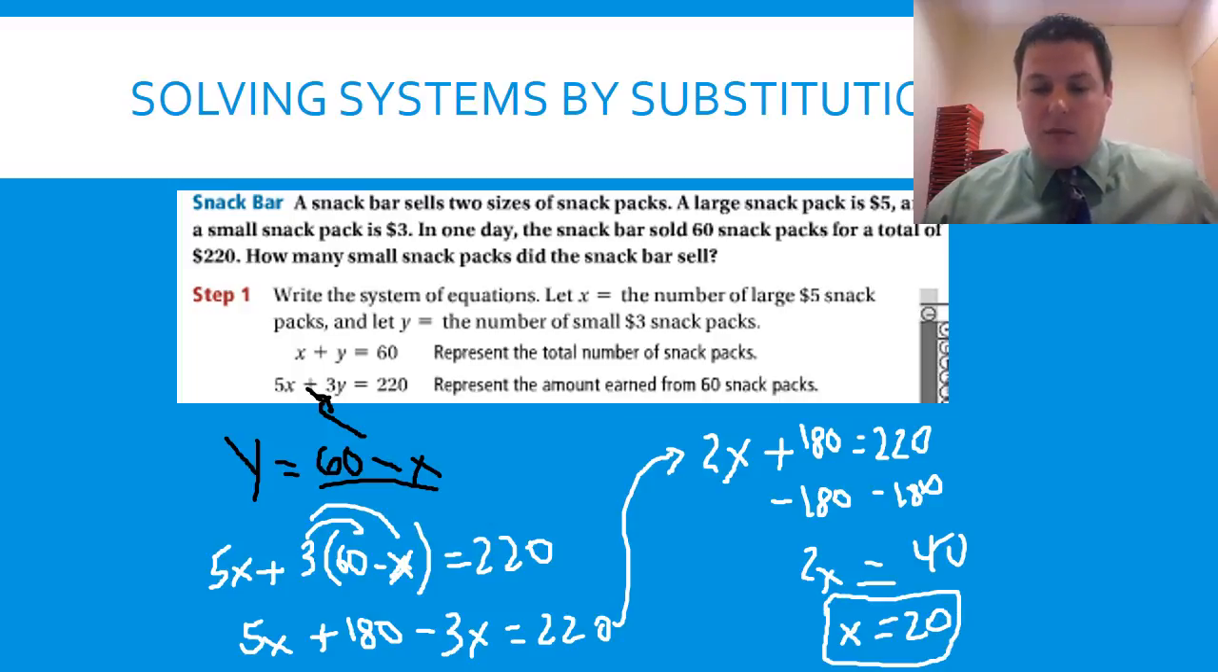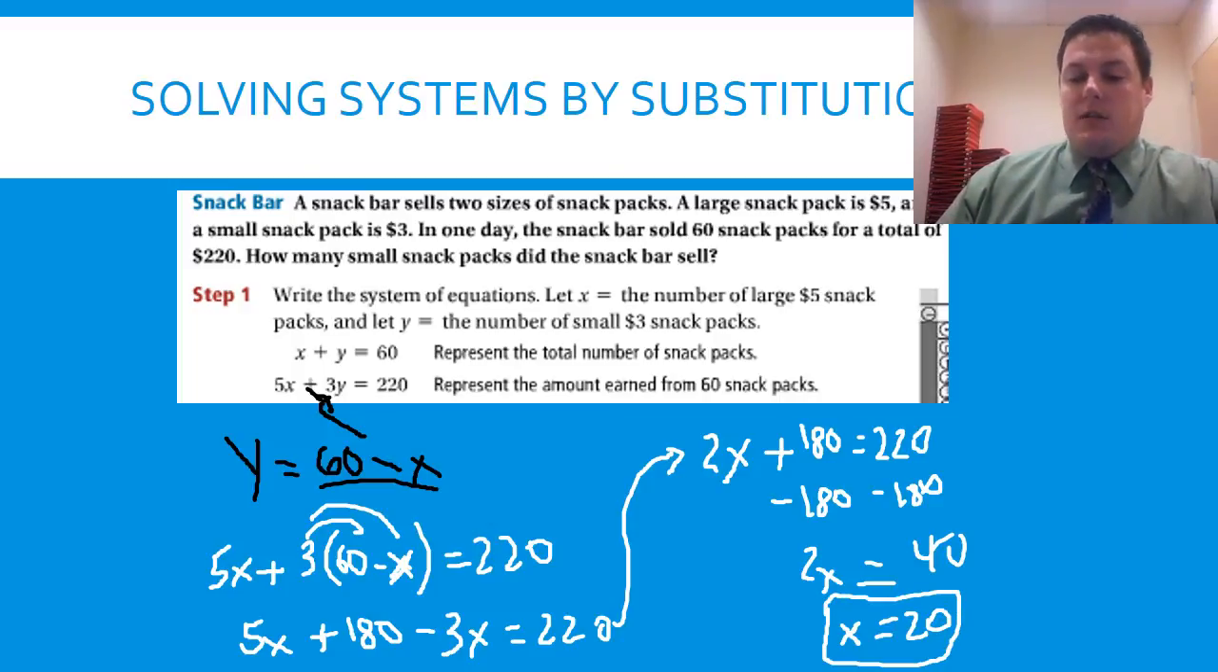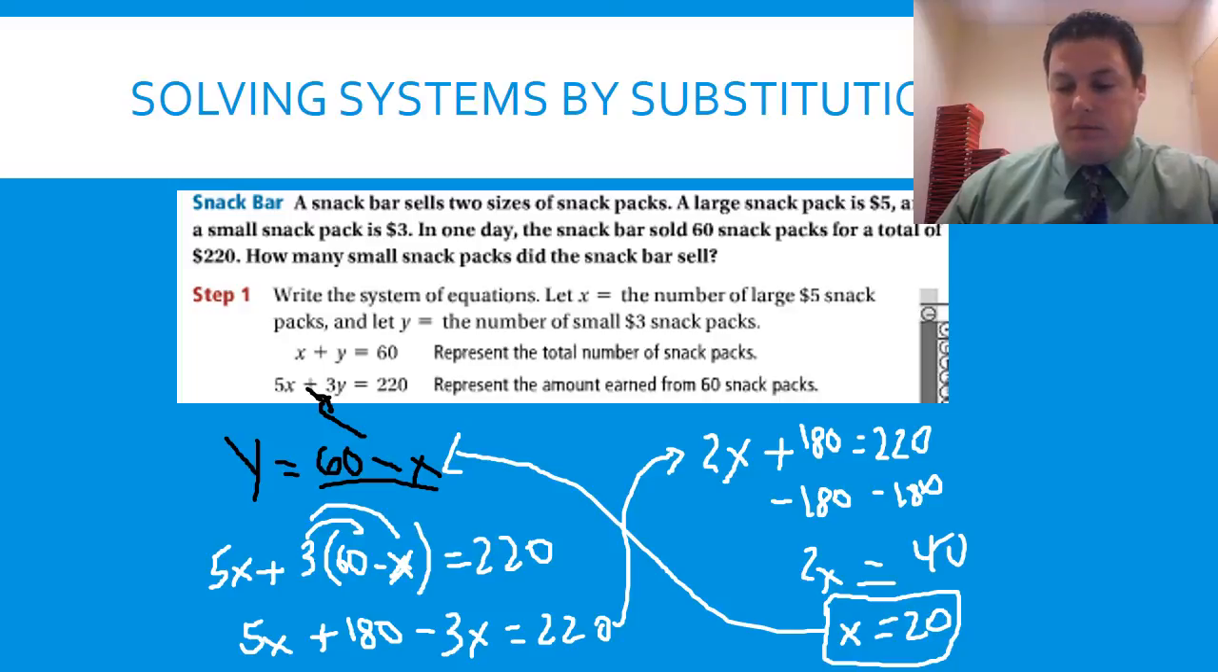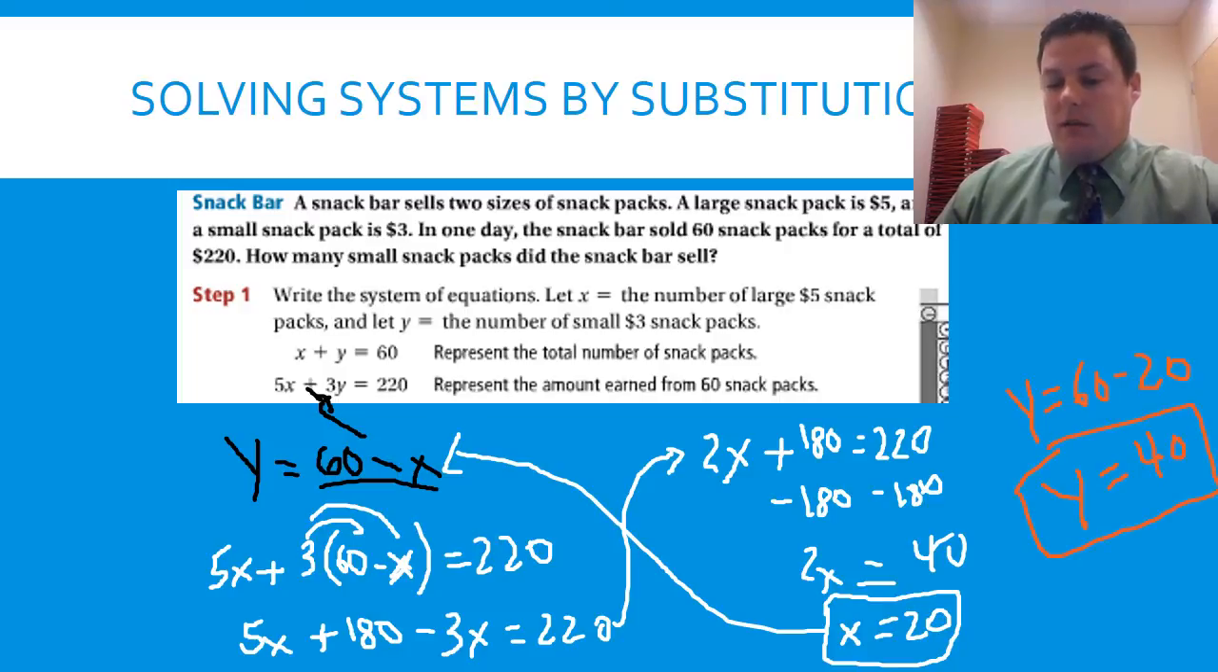Now I want to know how many small packets I sold. Well, I want to plug 20, remember, back into this equation here to figure that out. So if I start out with 60 overall, y equals 60 minus 20, then y equals 40. So I sold 40 small packets and 20 large packets.